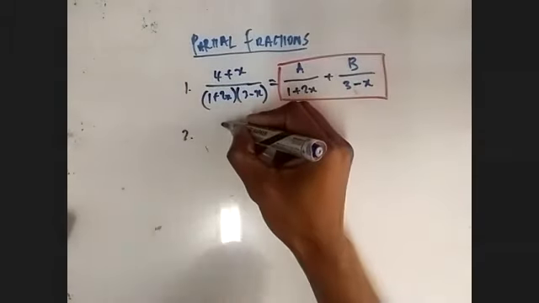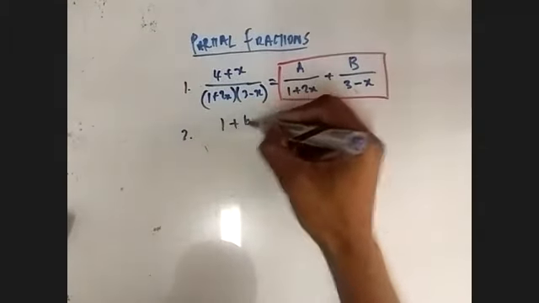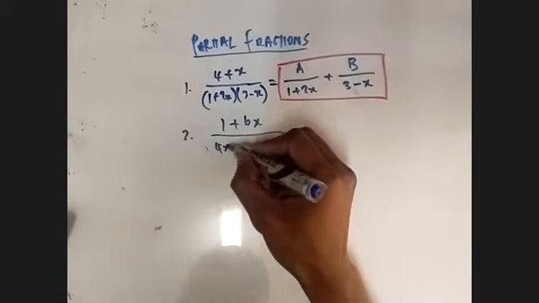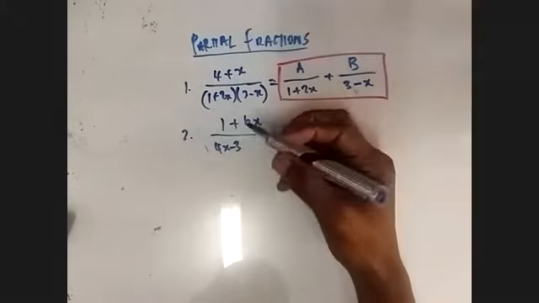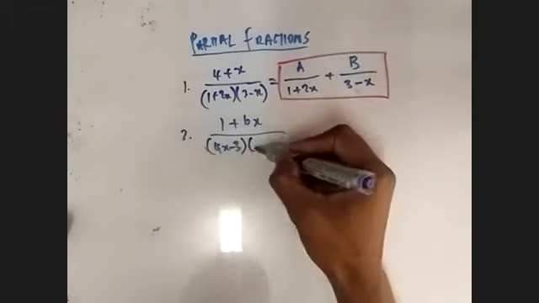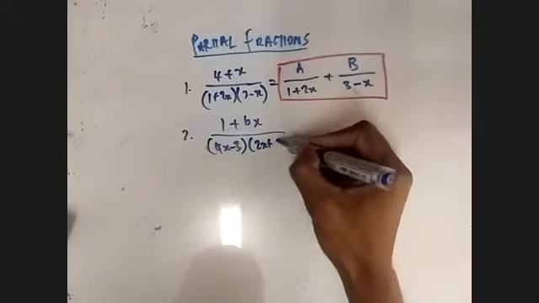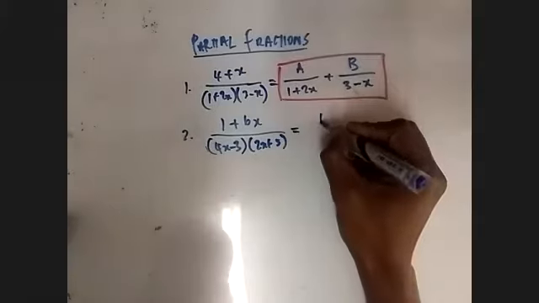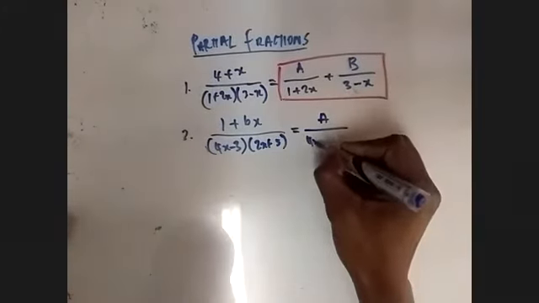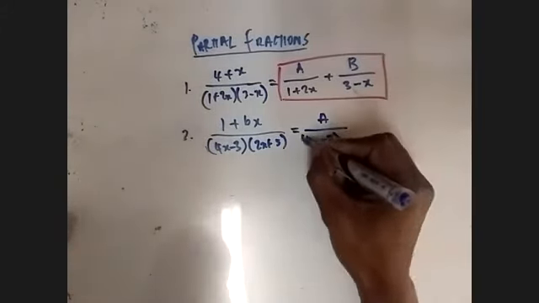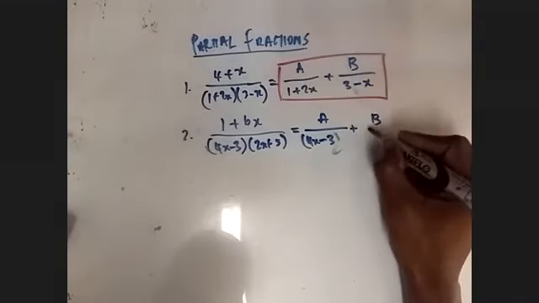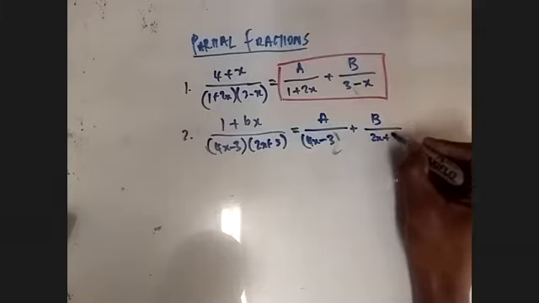Let's say now I give you another one, and I say write down the decomposition of this one: something over (4x − 3)(2x + 5). The decomposition is just A divided by (4x − 3) plus B all over (2x + 5).